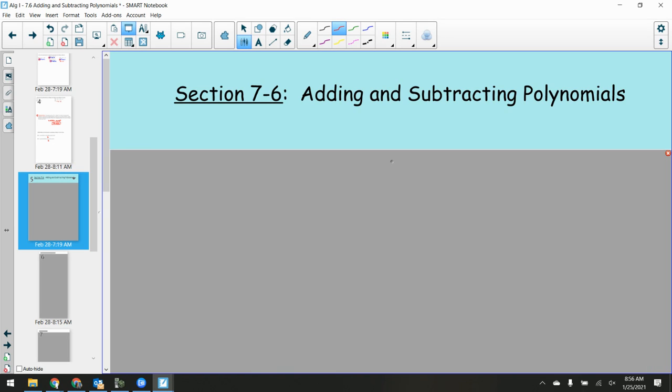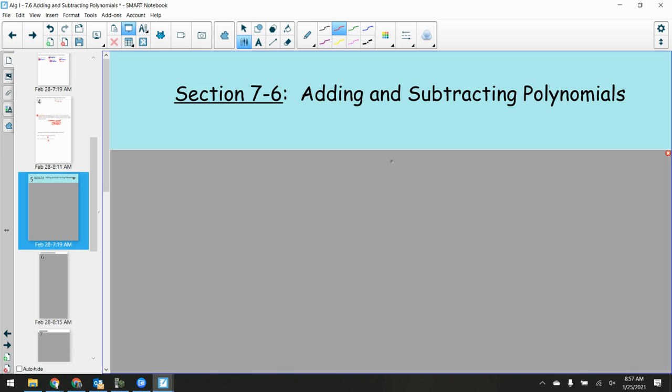What we're going to get into now with section 7.6, 7.7, and 7.8 is we're going to learn how to operate with polynomials. Okay? We're not really going to learn how to divide, but we're going to learn how to add, subtract, and multiply with polynomials. Today is adding and subtracting.